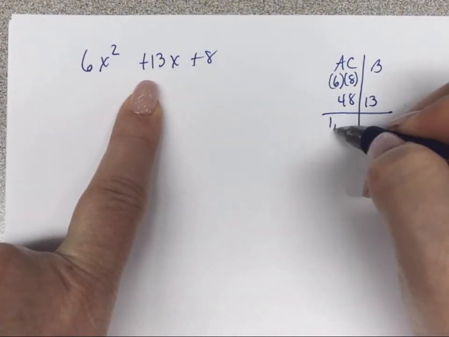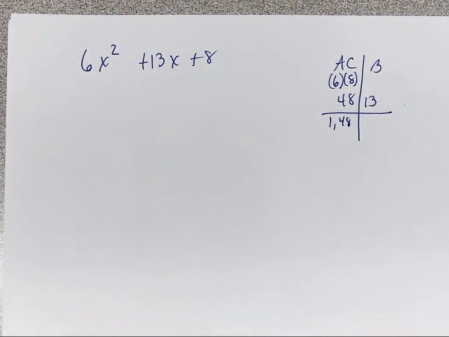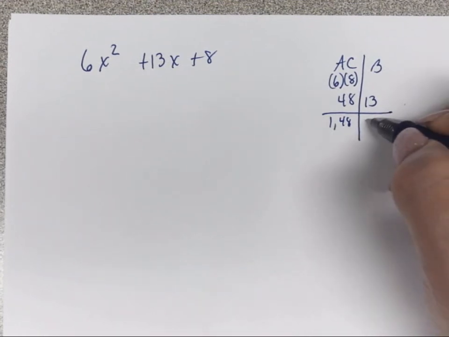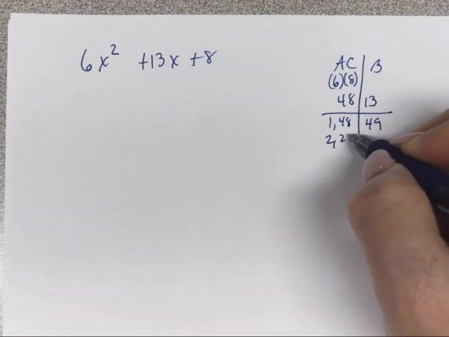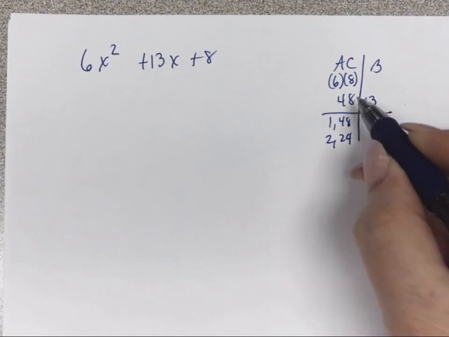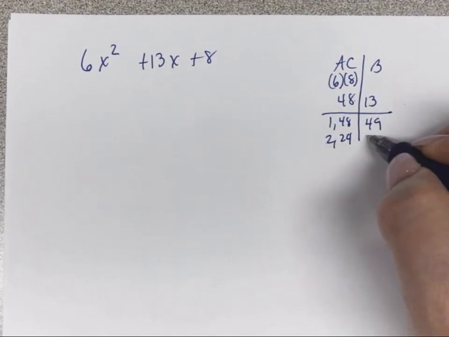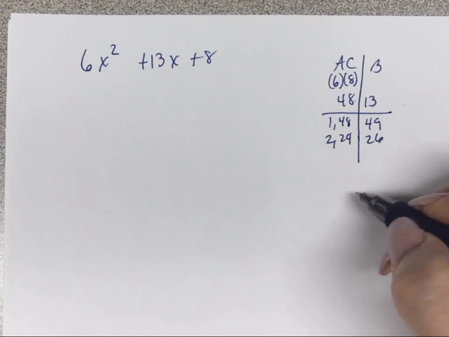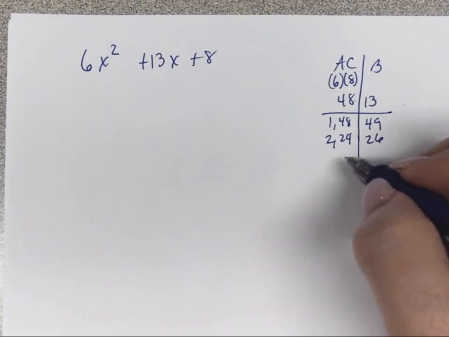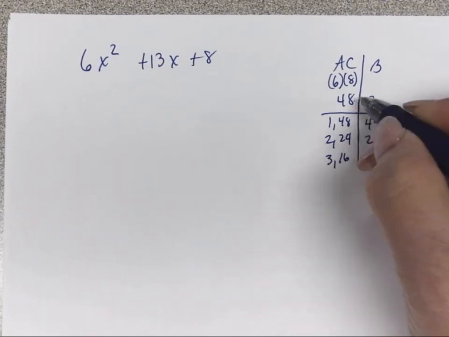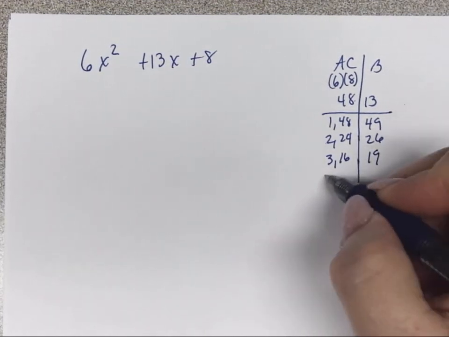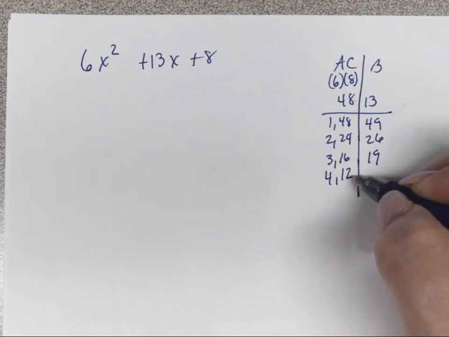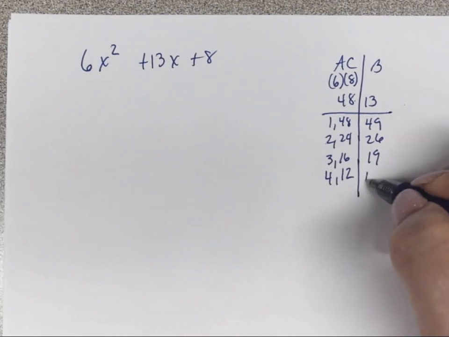So we'll start with 1 and 48. With 1 and 48, when we add it, we get to 49. 2 and 24, 2 times 24 is 48. When I add it, I get to 26. 3 times 16 gets me 48. When I add it, I get to 19. 4 times 12 is 48. When I add, I get to 16.